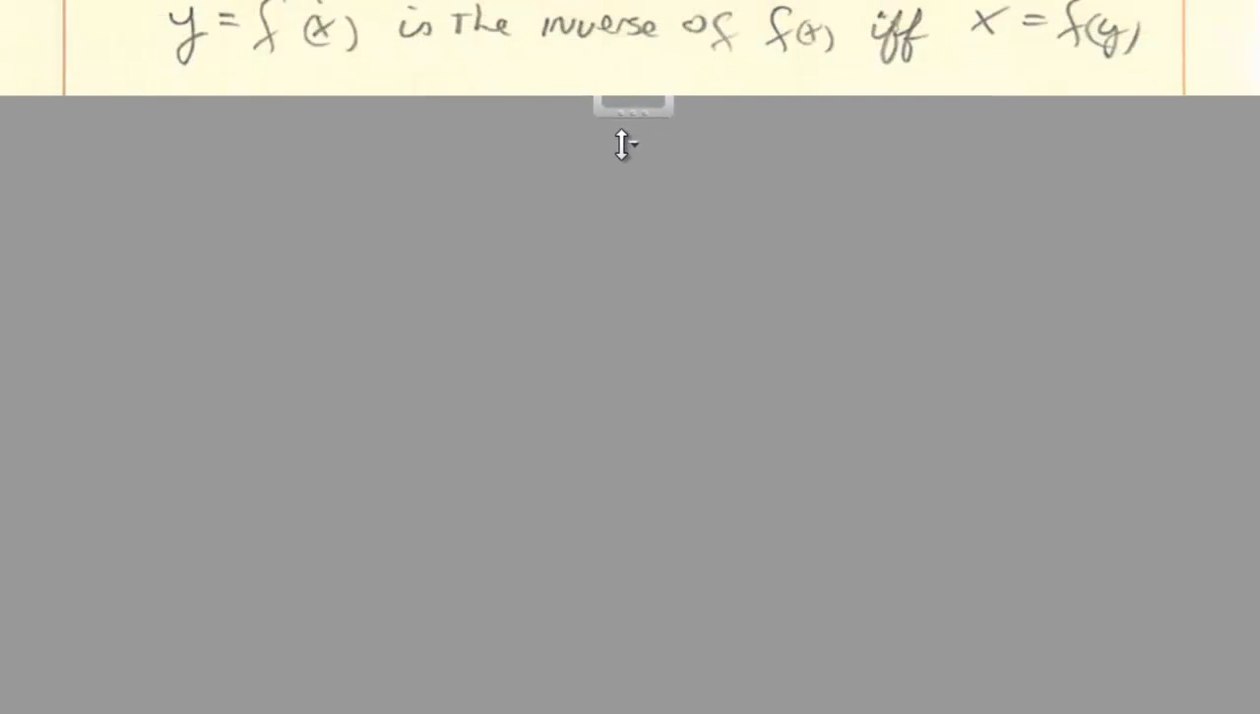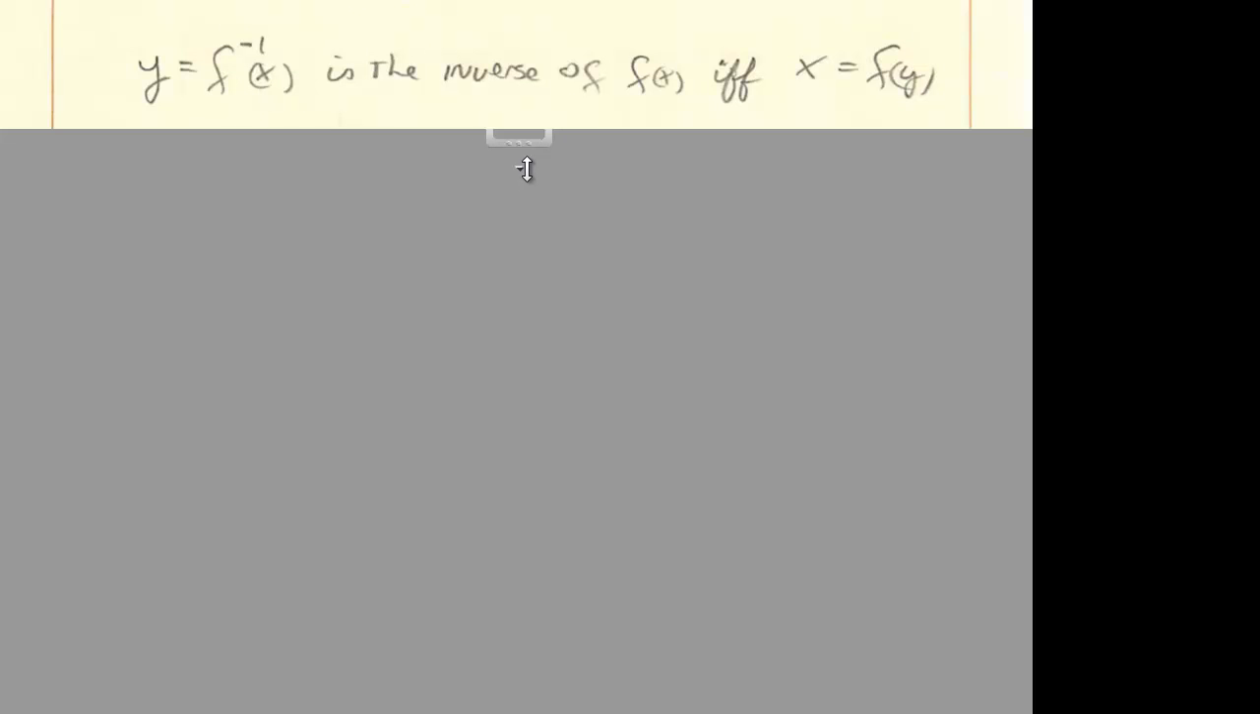And in pre-calculus, you've learned to notate the inverse function as f negative 1 of x, whereas f without the negative 1 is considered the function itself. So y is the inverse function of f if and only if x is f of y. Notice the negative 1 here and the lack of the negative 1 here.